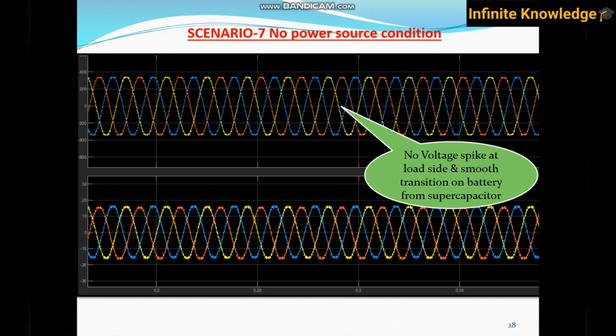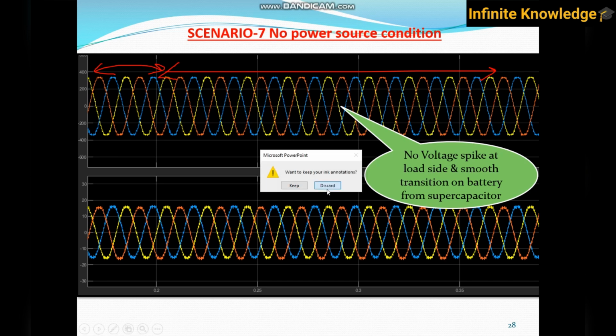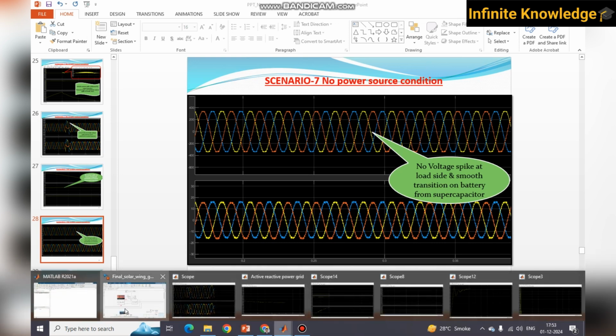Okay, so you can see no spike at the load side from supercapacitor to grid. Initially it was from the supercapacitor and then from the battery. Okay, this is at the load side. It's a very clear waveform. So right now we need to establish the logic in the simulation.